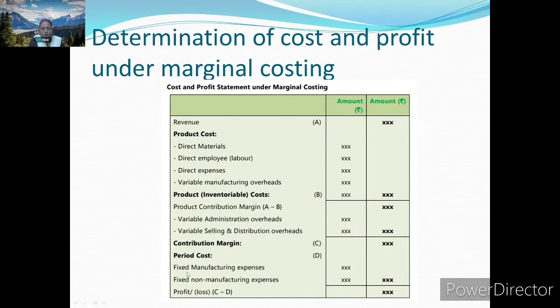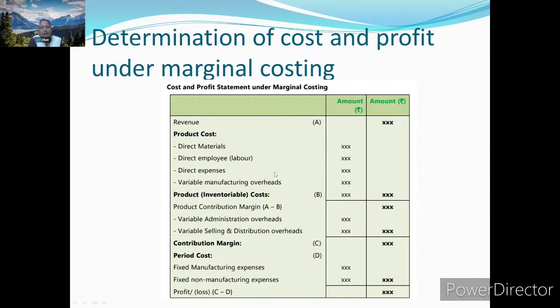Here the period costs we have to consider are fixed manufacturing expenses and fixed non-manufacturing expenses. C minus D, if we do, we get the profit or loss. You can accept it. This is the simplest statement.